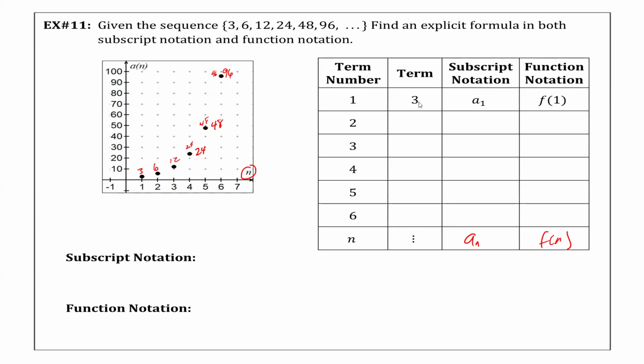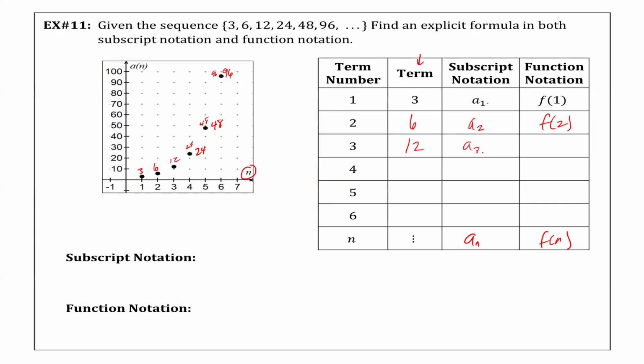So our terms: the first one, at term number 1, our output was 3, and we would write that as subscript A1 equals 3 or F of 1 equals 3. See that connection? Because that's what the term is. So A sub 1 equals 3, F of 1 equals 3, correct? On term number 2, what do we have? 6. So A sub 2 equals 6 and F of 2 equals 6. At 3, we should have 12.